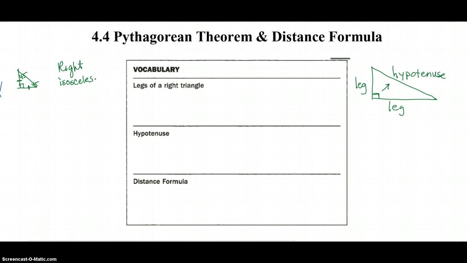Now, they don't always have to be 45, 45, 90s. You could have something like this, where you have 15 and 75. And if all of the angles are different, all of the sides are different as well. So again, you can have a right triangle where the legs are equal, or you can have a right triangle where the legs are not equal.